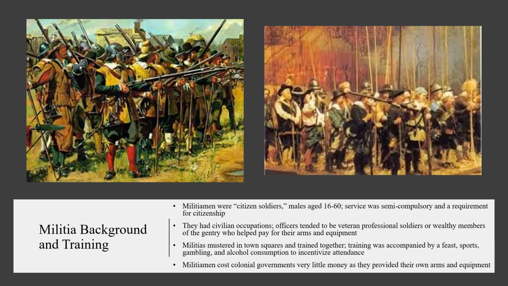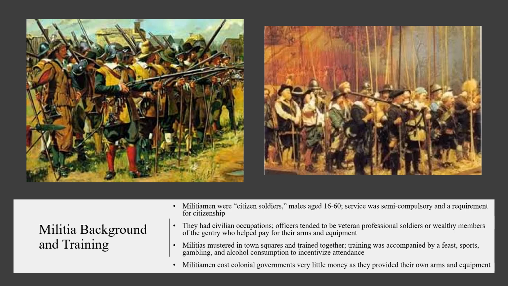In general, it was expected that a militiaman would provide his own arms and his own equipment, but a poor man who wanted to join the militia might have to get these things provided to him by his commander. The colonial government did not pay for arms and equipment. All of the equipment was handled by either individual militiamen or by the militia unit as a whole.